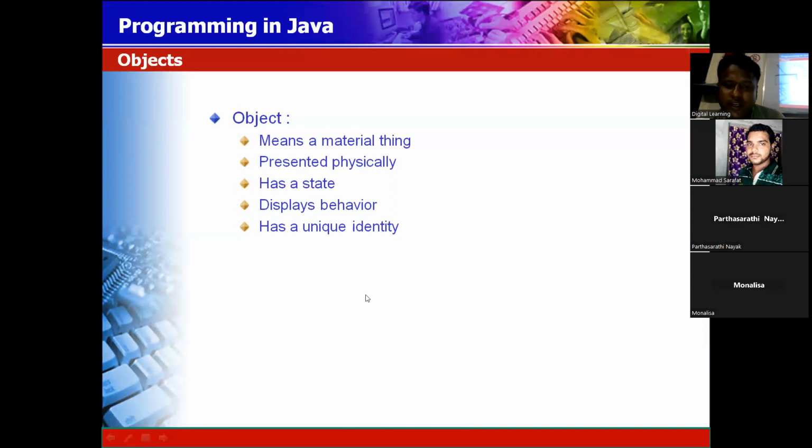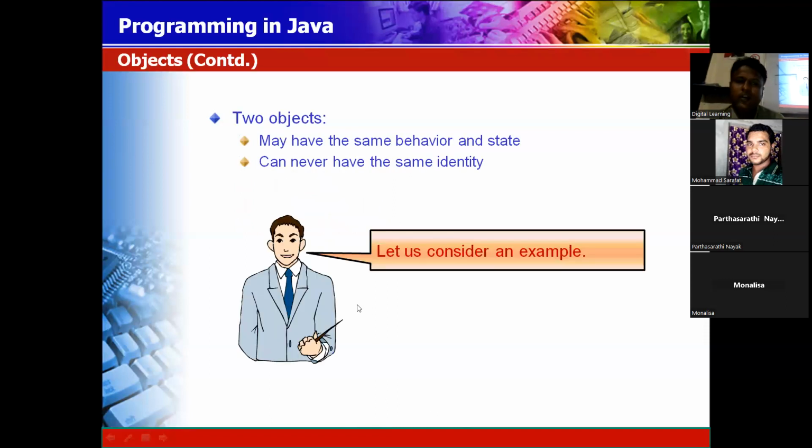Okay, so next, two objects may have the same behavior and state, but can never have the same identity.